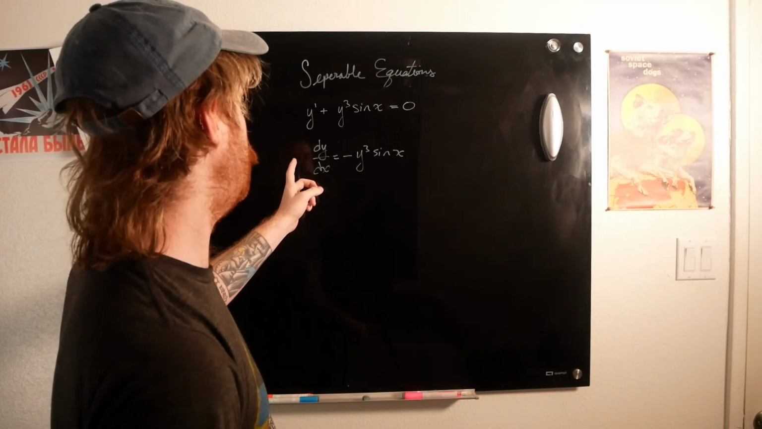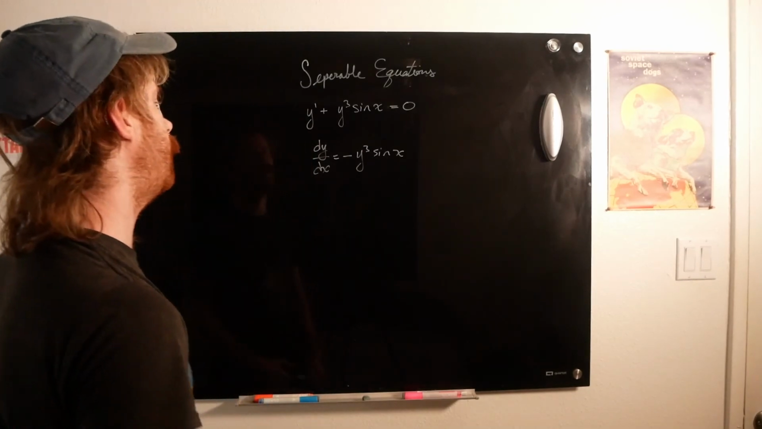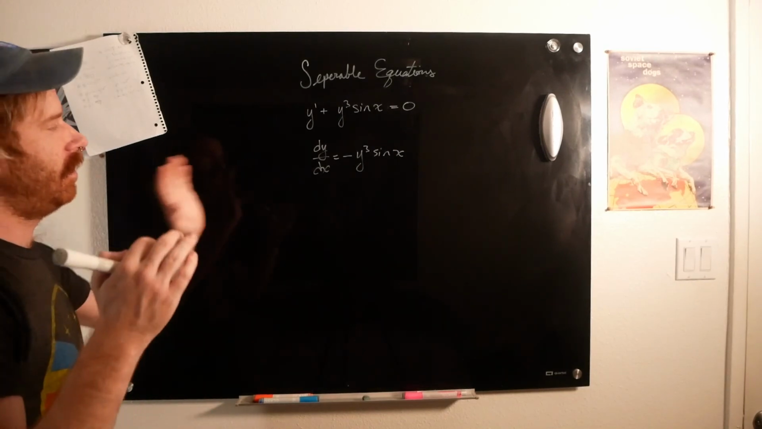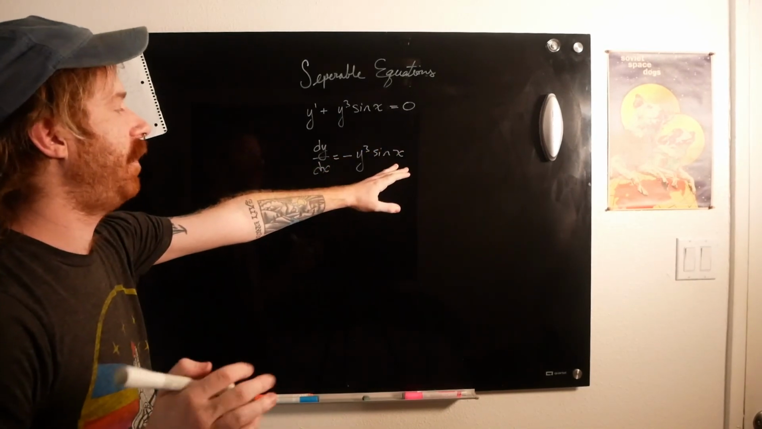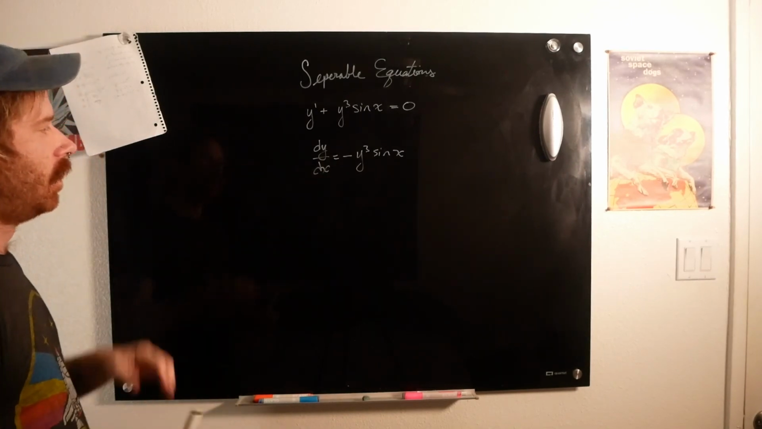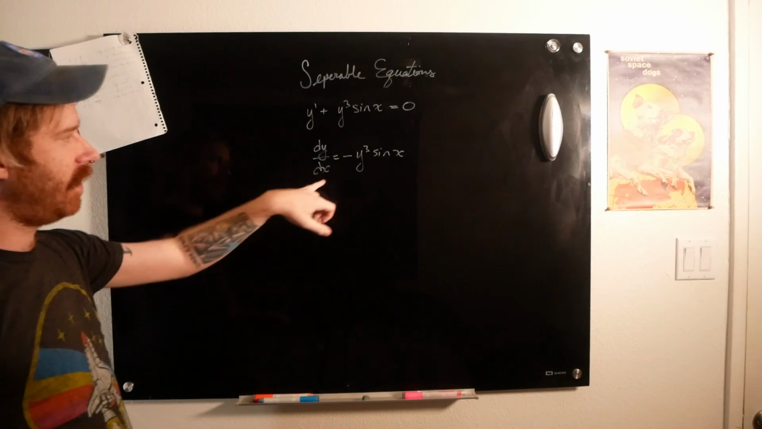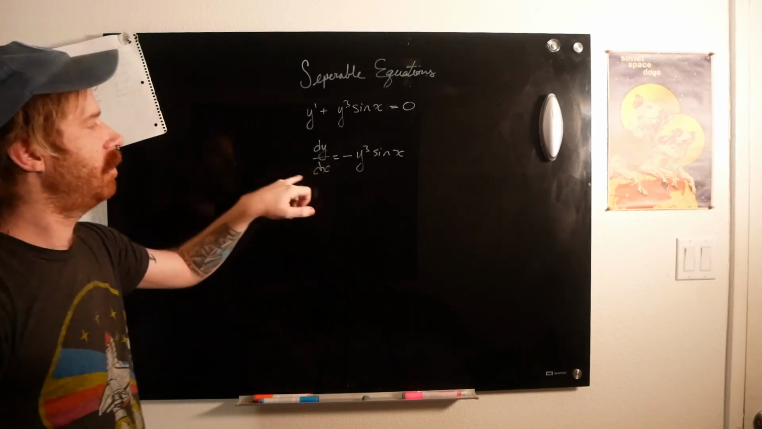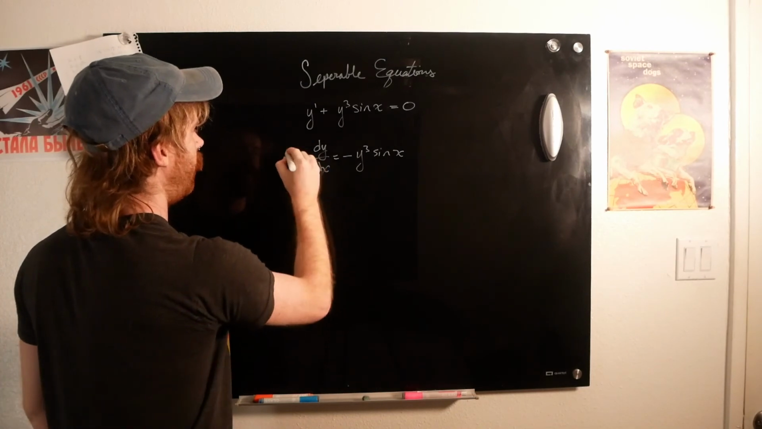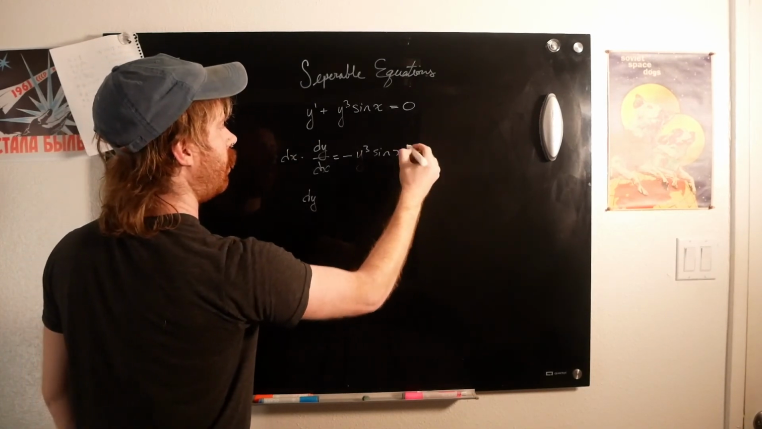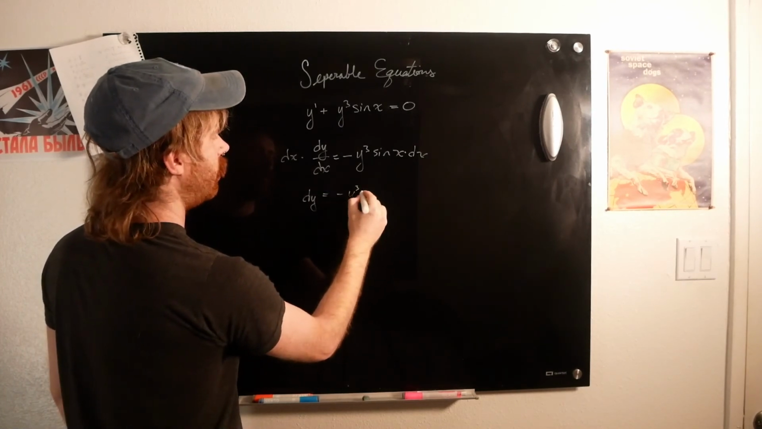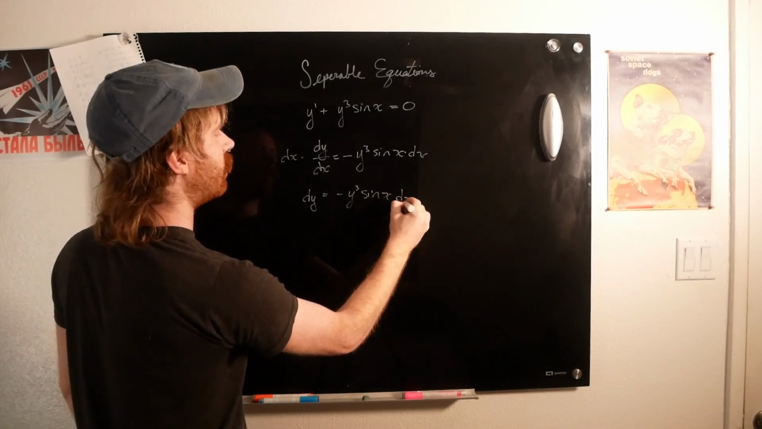So how can we get dx associated with all the x terms and dy associated with all the y terms? Well, let's leave the negative on the right side of the equation and multiply both sides by dx. So we're going to be left with dy equals negative y cubed sine of x dx.